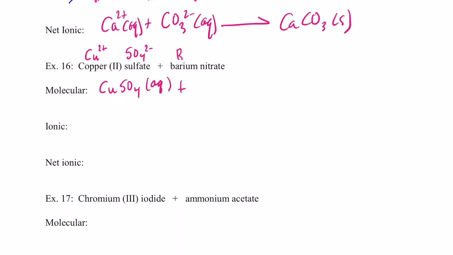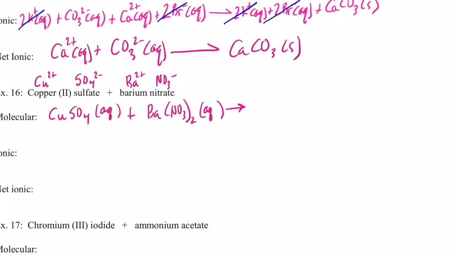And barium nitrate. Barium is 2 plus. It's in group 2. Nitrate's a polyatomic. It's NO3, 1 negative. So that's Ba parentheses NO3, and we need 2 of those. And of course, nitrates are all soluble. So we'll put an AQ after that.